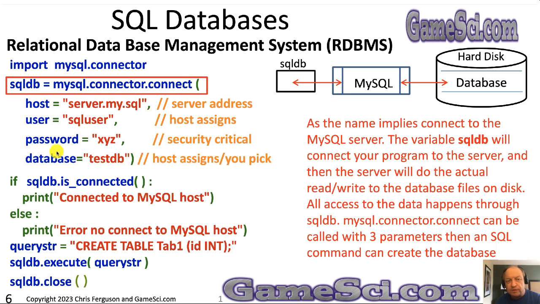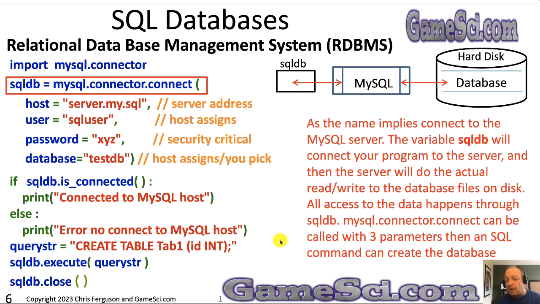Let's execute this code. SQLDB equals mysql.connector.connect. As the name implies, connect to the MySQL server. The variable SQLDB will connect your program to the server, and then the server will do the actual read or write to the database files on disk. All access to the data happens through SQLDB.